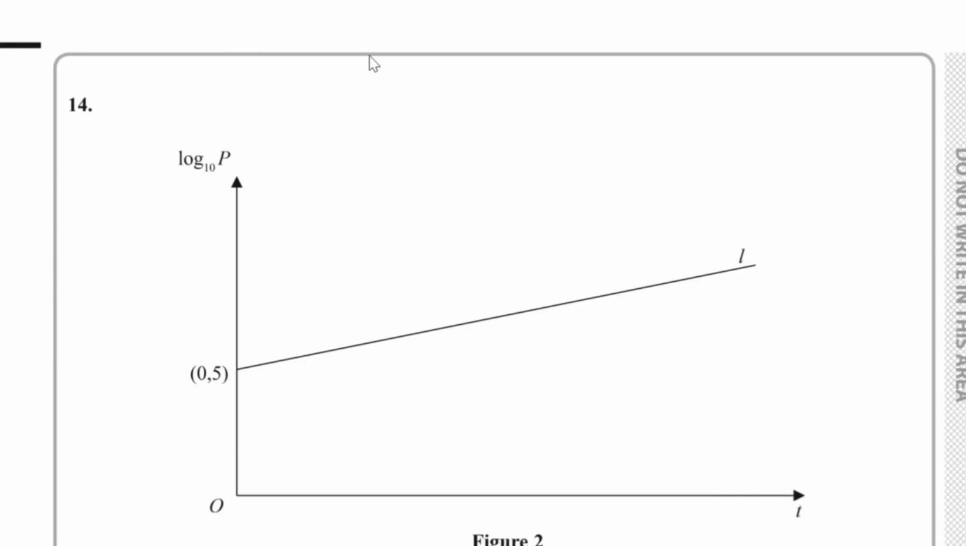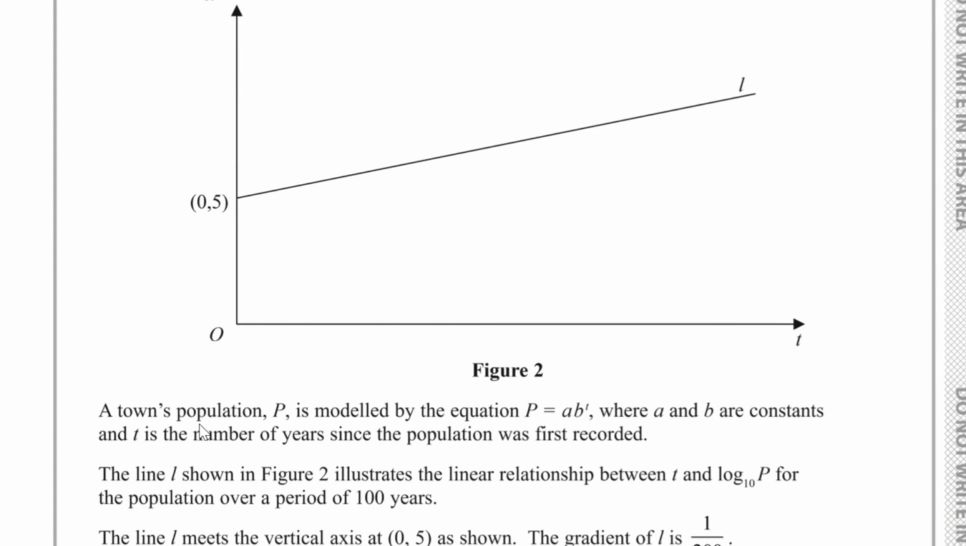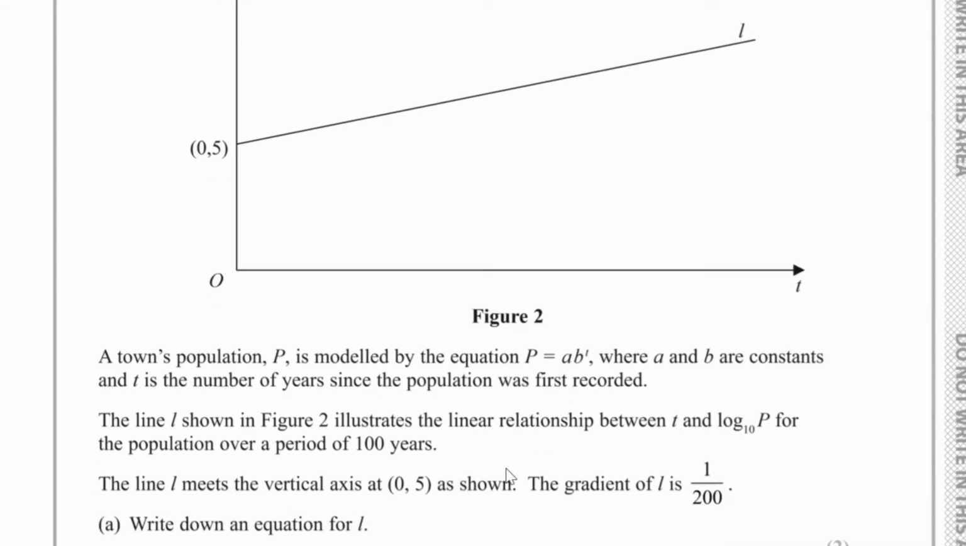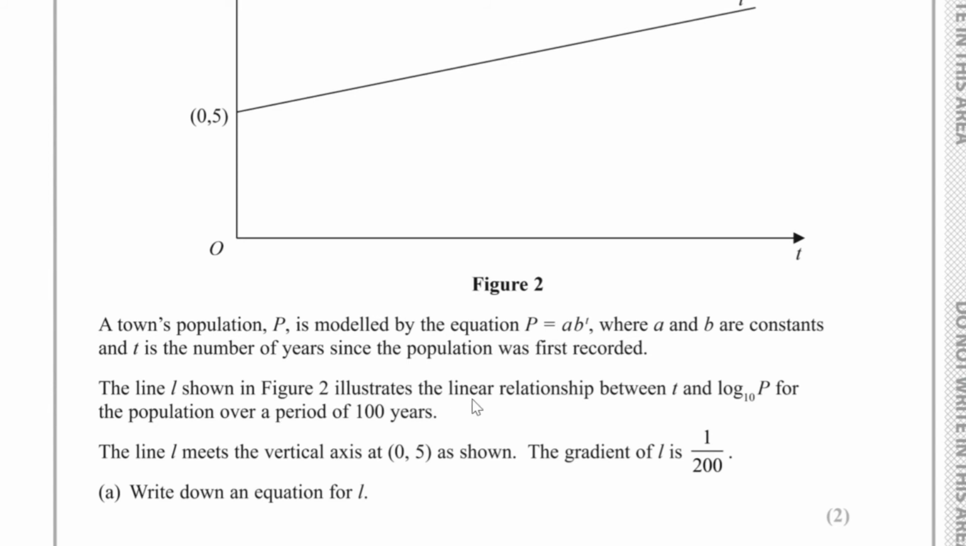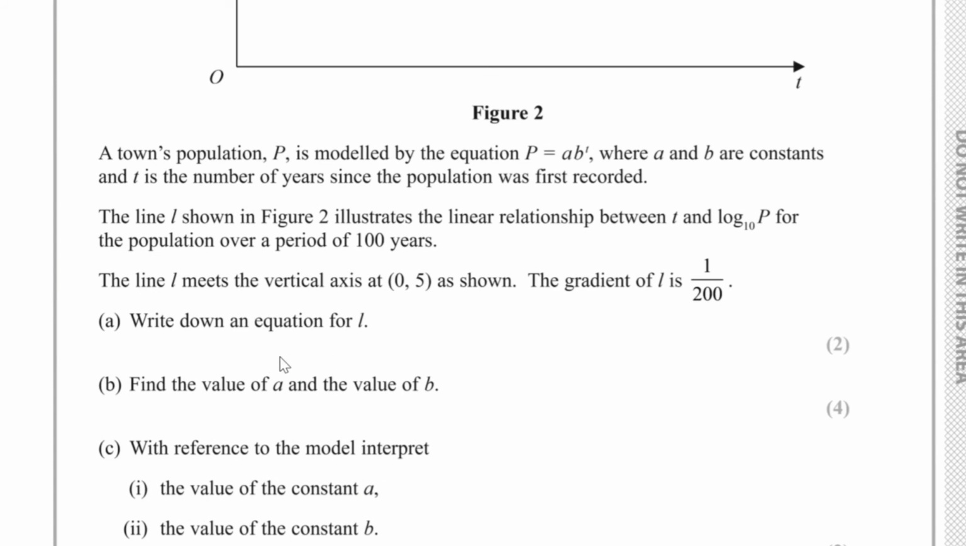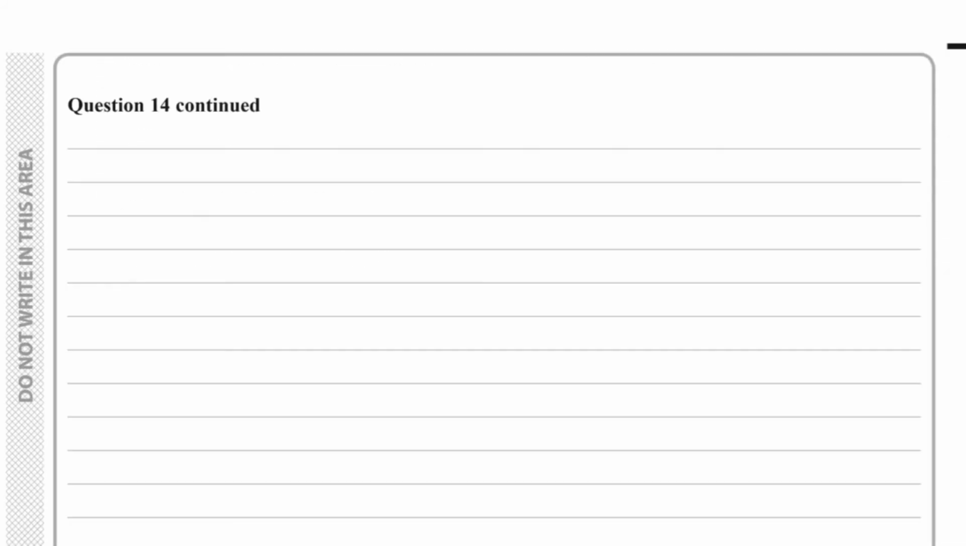Question number 14. A town's population P is modelled by the equation P equals A B to the power of t, where A and B are constants and t is the number of years since the population was first recorded. The line L shown in figure 2 illustrates the linear relationship between t and log base 10 of P for the population over a period of 100 years. The line meets the vertical axis at 0, 5, as we see here, and the gradient of L is 1 over 200. For part A, we have to write down an equation for L.